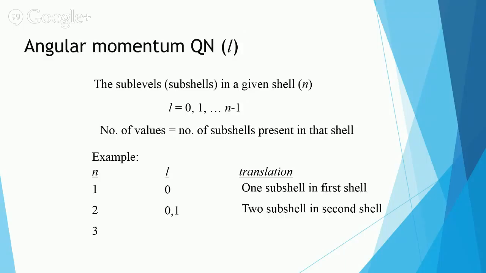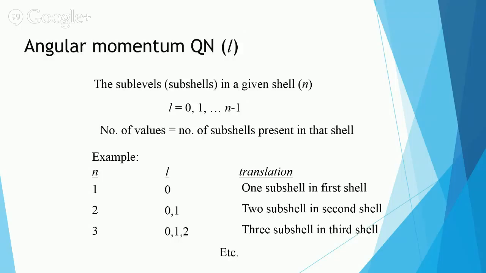You go on to shell 3. You have 3 possible values of L, 0, 1, or 2. And notice the pattern here. The nth shell has n subshells. There are lots of patterns with these quantum numbers that can be kind of handy. So the first shell has 1, the second shell has 2 subshells, and so on. The 3 values of L mean there are 3 subshells in the third shell. And it kind of goes on from there.